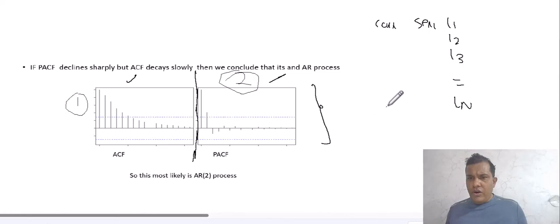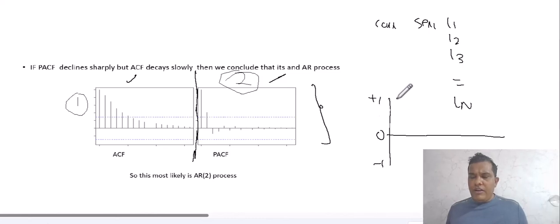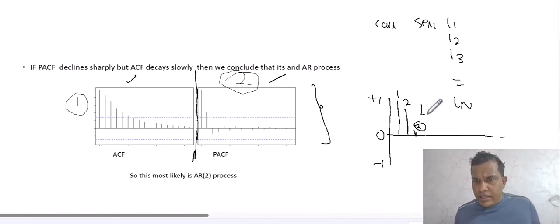We already know that correlation is always between minus 1 and plus 1. Let's say this is 0, this is plus 1 and this is minus 1. The correlation between my original and lag 1 was this, original and lag 2 was this, and then over here. If you notice, after lag 2, the correlation has suddenly gone down, it has decreased sharply. In this case, the graph is meaningful and useful to me.